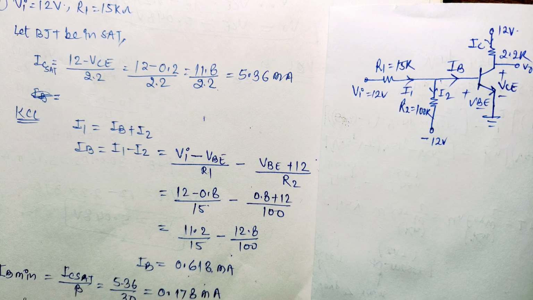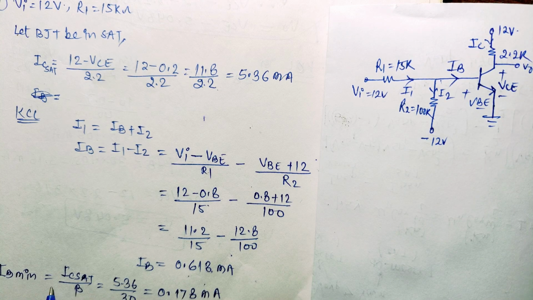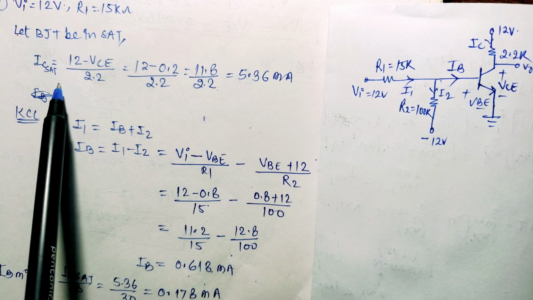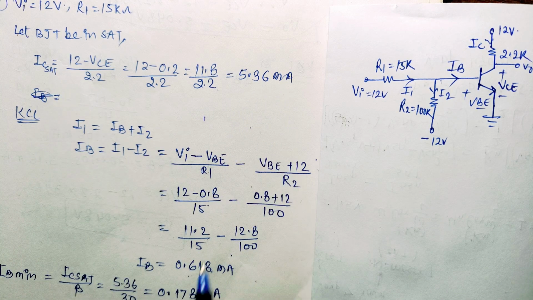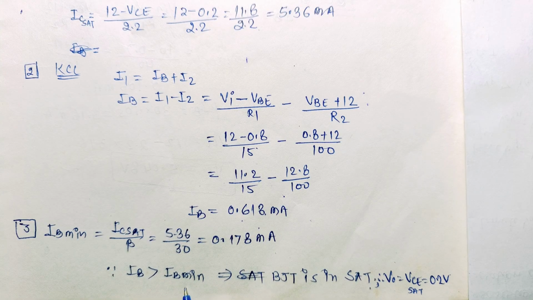We can calculate the minimum base current required for this transistor to operate in saturation region. It will be IB minimum equal to IC sat upon beta. We have calculated IC sat as 5.36 milliampere, and we put it here. Beta value is given in the question as 30, so its value will be equal to 0.178 milliampere. Since IB value is greater than IB minimum, IB value is 0.618 and IB minimum is 0.178 milliampere, we can say that this BJT will work in saturation region.